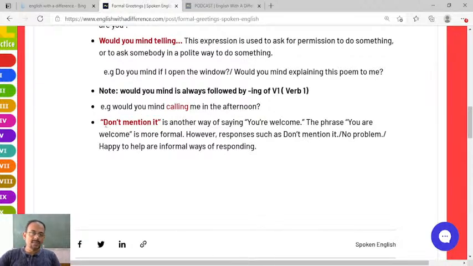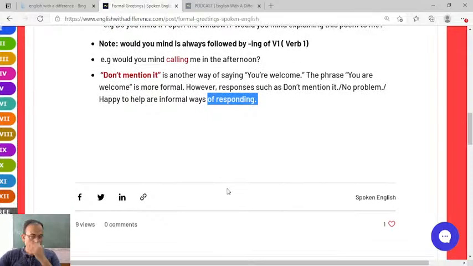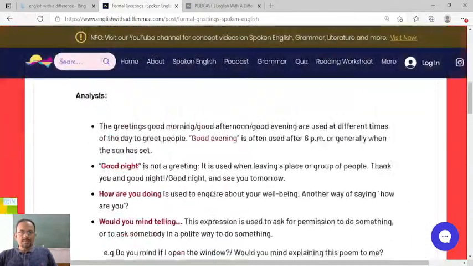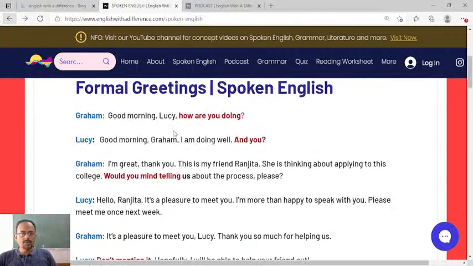And don't mention it, dear students, is another way of saying you are welcome. The phrase you are welcome is more formal. However, responses such as don't mention it, no problem, happy to help are informal ways of responding. Okay, so, dear students, that is all about formal expressions. Now we shall study informal expressions. So let's see.